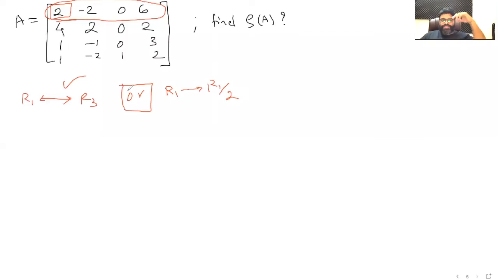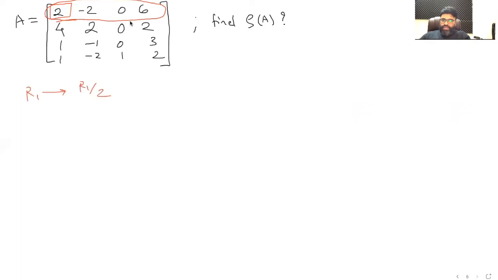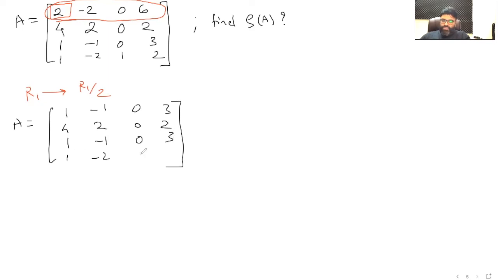But now, for all of us to be on the same page, let us follow one of the steps. And I think the smarter step is this because it will reduce everything here, right? So we'll do this. Everybody in your book, please do the step. The step here is row 1 becoming row 1 divided by 2. So when we do that, this A will reduce to 1 minus 1, 0, 3. And this is 4, 2, 0, 2, 1 minus 1, 0, 3, 1 minus 2, 1, 2.